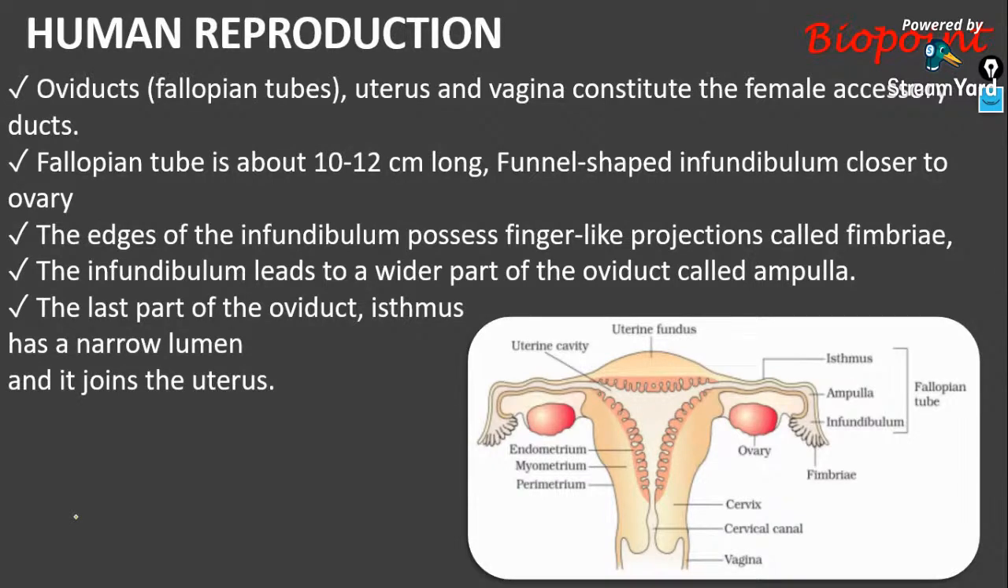If you are writing this term in your exam, write it as the ampullary isthmic junction of the oviduct or fallopian tube. It's a must, because in your answer key based on your level, it would be given as fallopian tube. Okay. Yes, everyone.